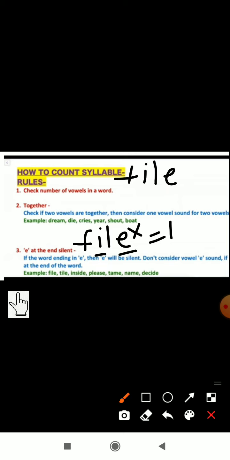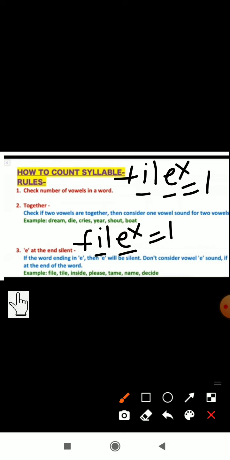Now, tile. In tile, see the first rule, count the number of vowels in the word. I and E. Are they together? No, they are not together. But is E at the end? Yes, E is at the end. So don't consider E. There is only one syllable.